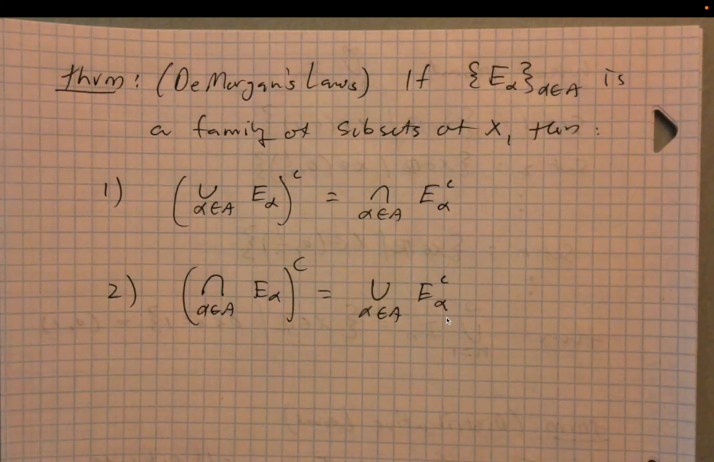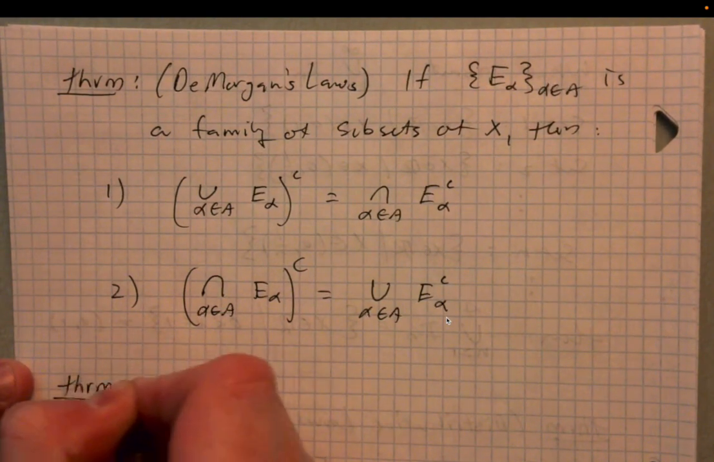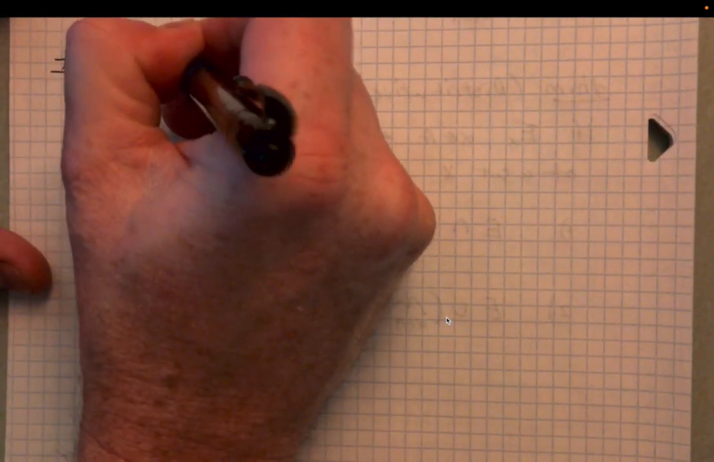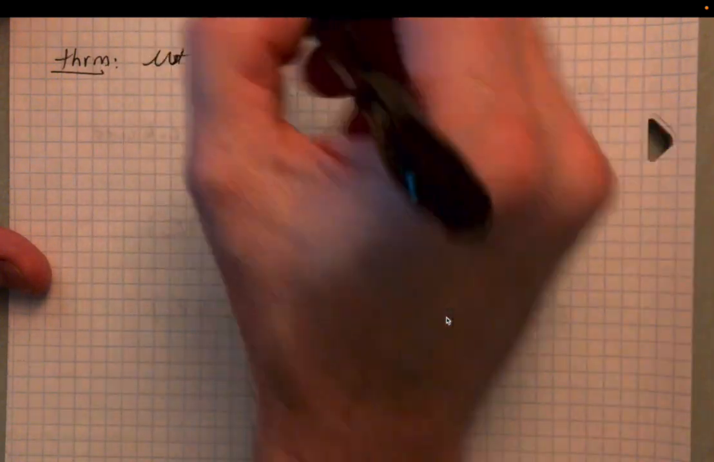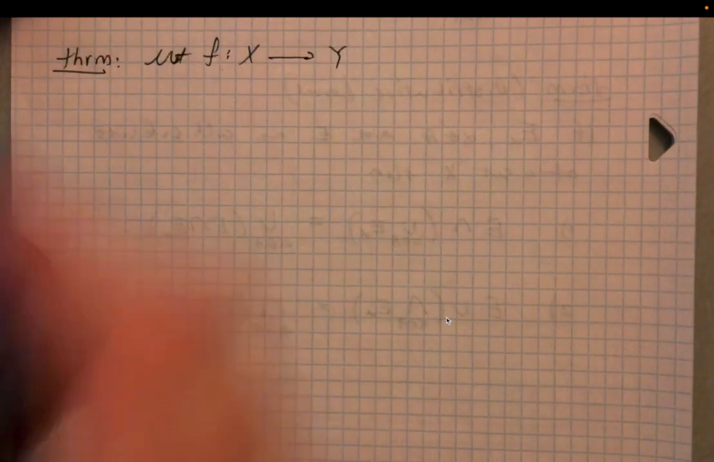Okay, now we need to talk about this idea of the indexed family of subsets, and extend it into the idea of the image of a function. So a quick theorem here, and this one we'll prove just because the method of proof is a little more complex, but we want to talk it through a little bit. So let f be a function from X into Y. Then a couple of things.